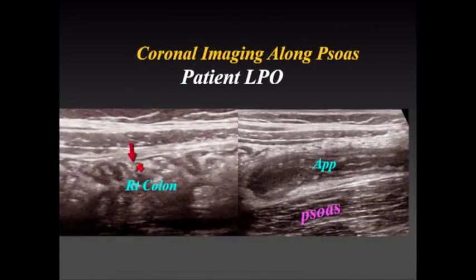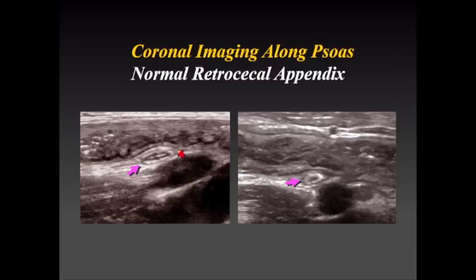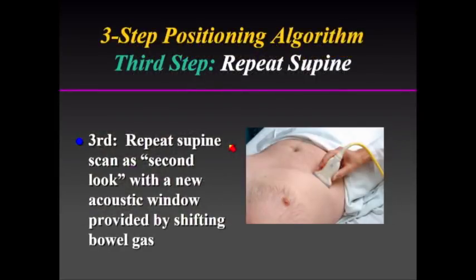Again, sometimes you'll be gassed out by the right colon, but that retrocecal appendix in the coronal view will often be seen parallel to the psoas, hence the psoas sign of acute appendicitis. Here's another example of normal appendices seen parallel to the psoas muscle, scanning along the psoas muscle in an LPO position. So if we don't see it in the supine, we have to go in the LPO. And here's a normal appendix seen in the retrocecal position, only seen scanning coronally.